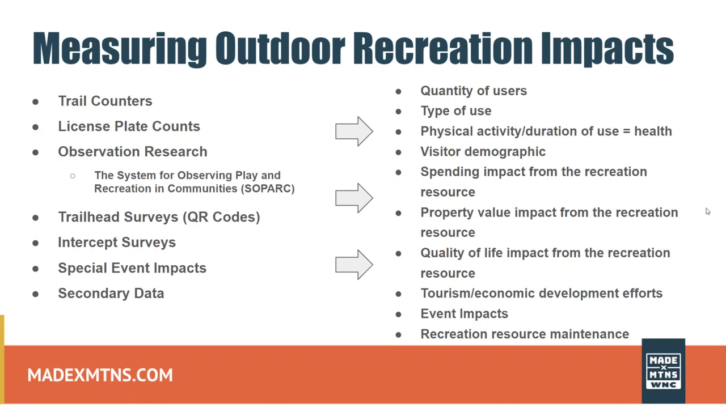When you move into more costly methods, you look at intercept surveys. And this is where someone might physically stand at a trailhead or at a special event that you are putting on and ask participants a questionnaire. You can do this by paper. One of the challenges with paper is someone has to enter that in a computer system. And every step along that process creates opportunity for error.